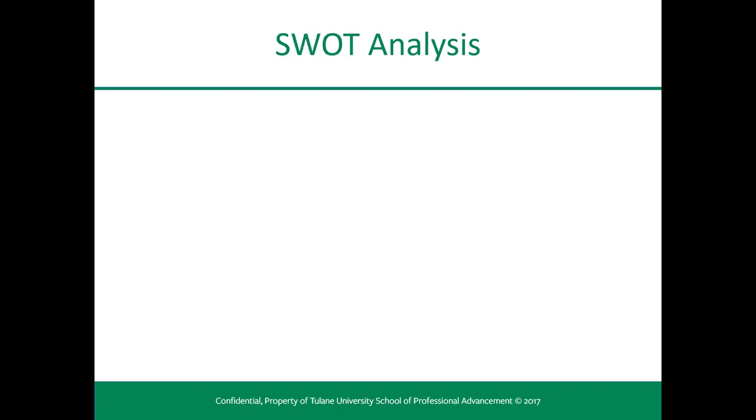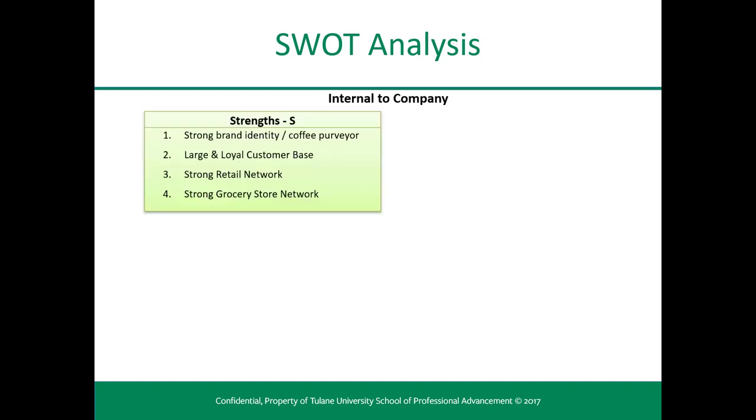Once you've done the PEST analysis, now you can move on to the SWOT analysis. And remember, the SWOT analysis is made up of their strengths and weaknesses, which are internal to the company. Some strengths might be that Starbucks has a strong brand identity as a coffee purveyor. They have a large and loyal customer base. They have a very strong and self-owned retail network. And they have a strong grocery network through their partnership and joint ventures with Pepsi distributors.